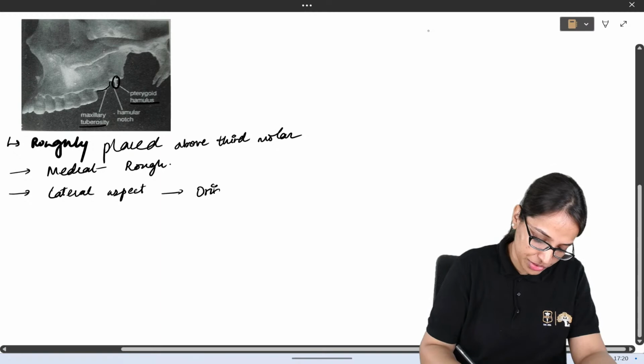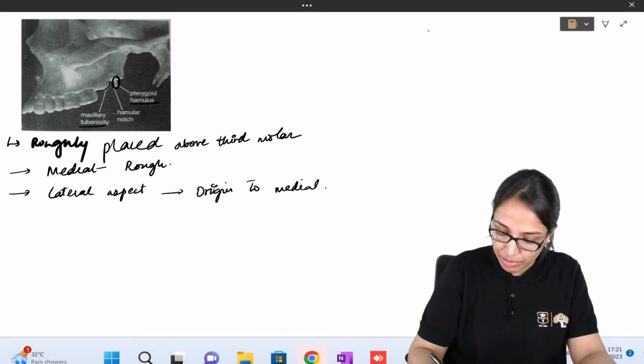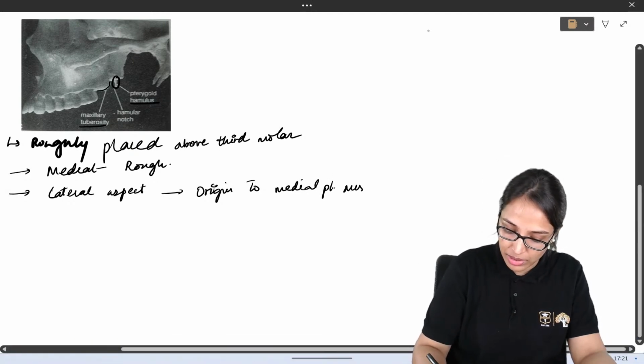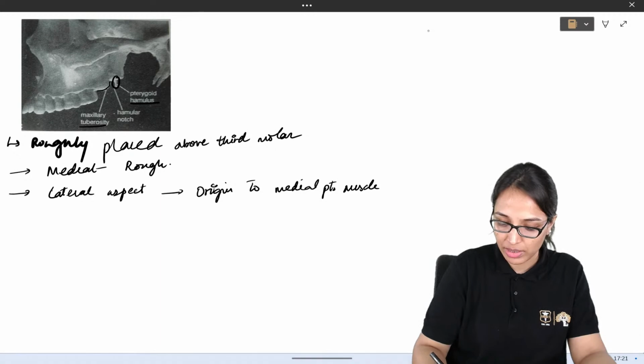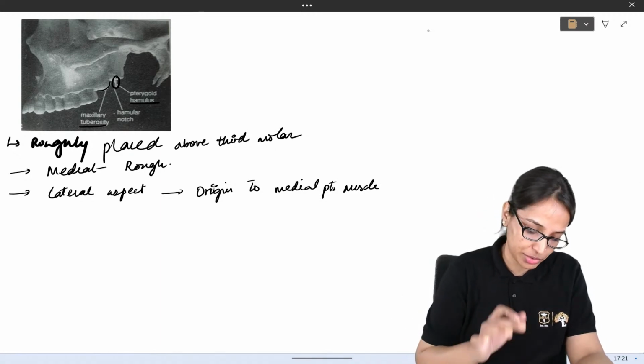It gives origin to which muscle? Just give a thought to it. It gives origin to the medial pterygoid muscle, right? So the medial pterygoid muscle will originate on the lateral aspect of your maxillary tuberosity.